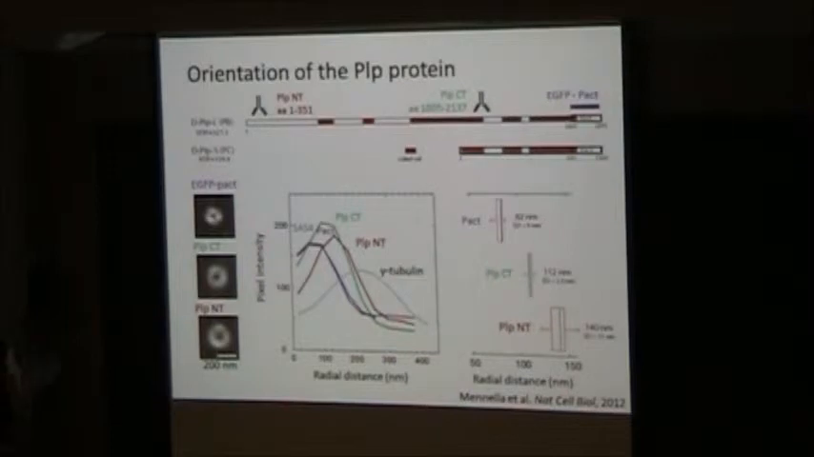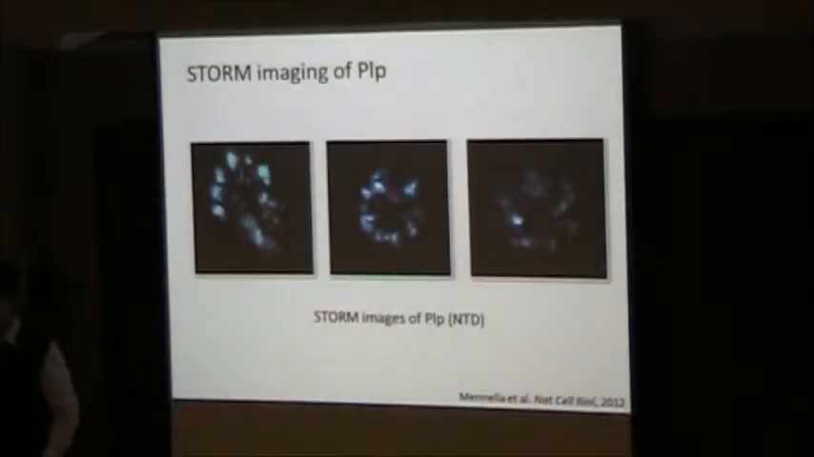So from this model, we know that this protein has a highly oriented structure, extending out from the centriole. If we do higher resolution STORM, we can see it's not quite a ring, but discrete clusters surrounding the centriole.